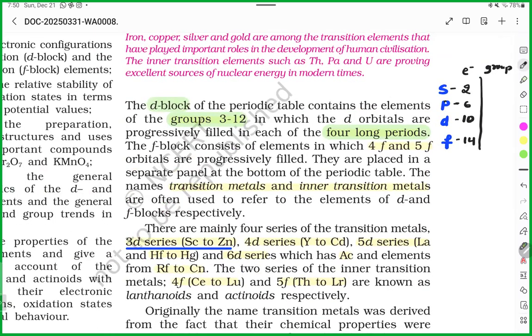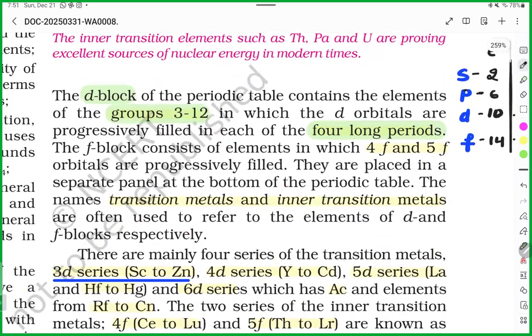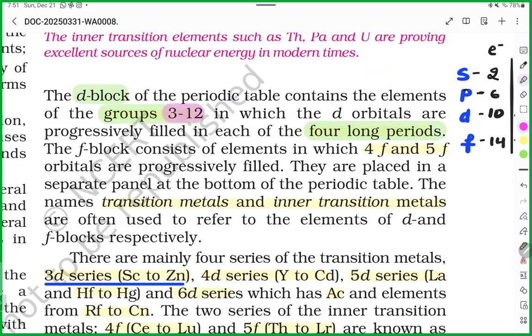Example: S block has 2 groups: alkali metal and alkaline earth metal. P has 6 groups, group 13 to 18. D has 10 groups and F has 14 groups. Right? There is a long row of the 14 groups. Any doubt? See, that's why this D block starts from 3 to 12. It starts from 3 and ends with 12 because 13 to 18 is P block.